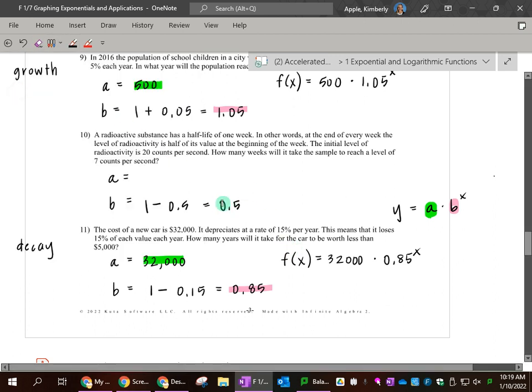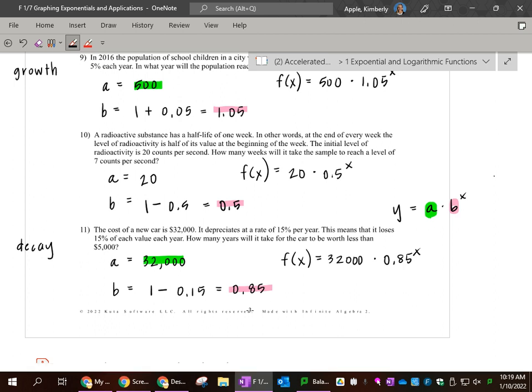Put some color on there. And then what is the initial value of radioactivity according to my little paragraph here? 20 counts per second. So again, let's go write the function. All we need is an a and a b. And we've got that. So that's 20 times 0.5 to the x. And if we're looking for how many weeks it will take to reach a radioactivity of 7 counts per second from 20, we'll go look.